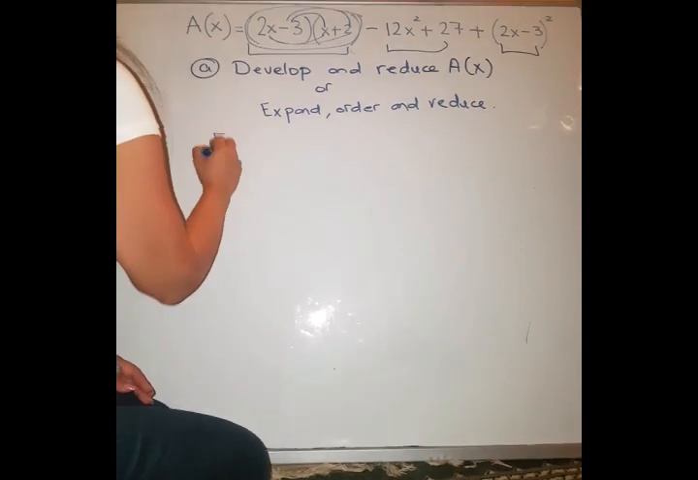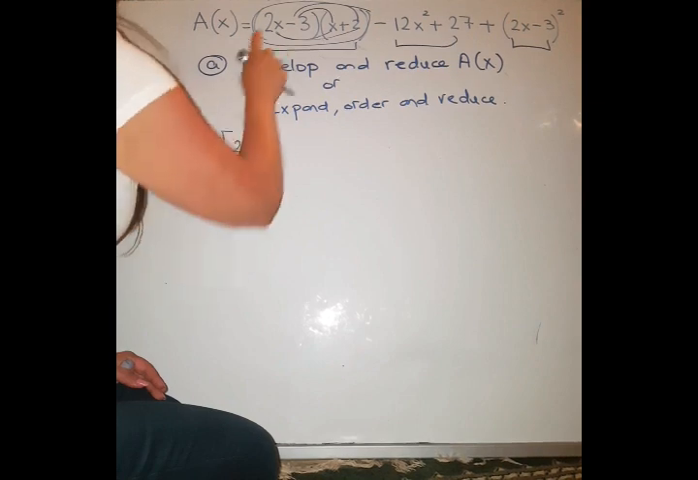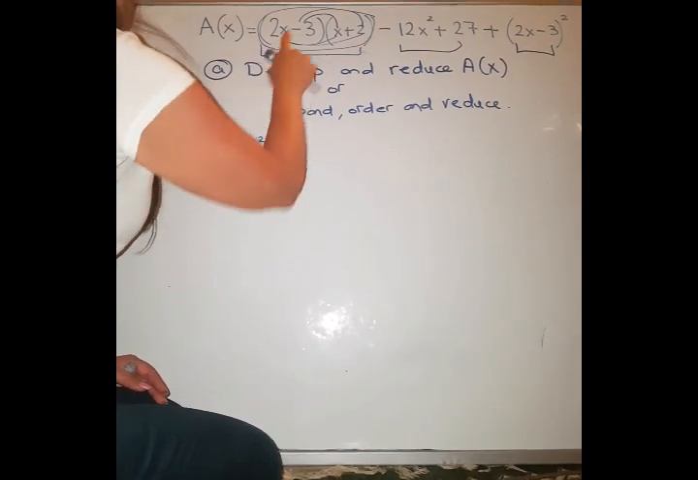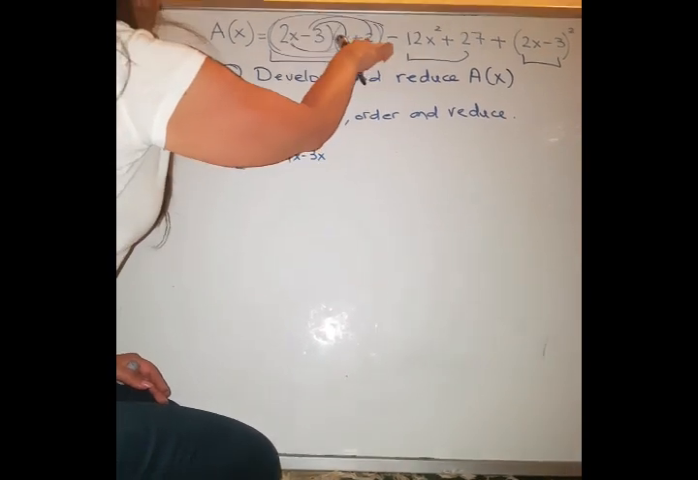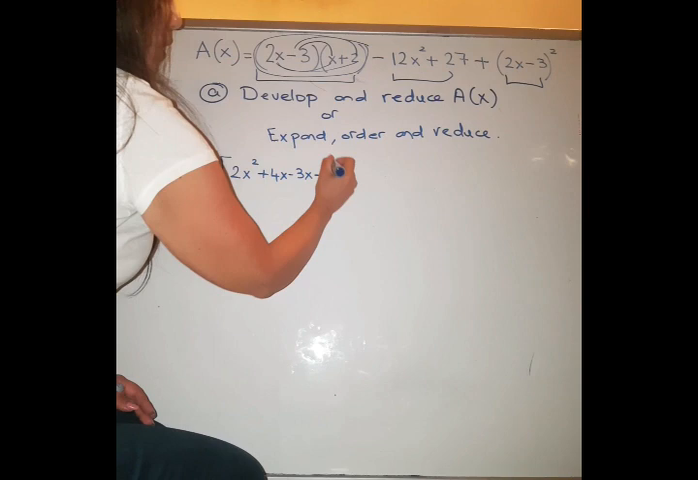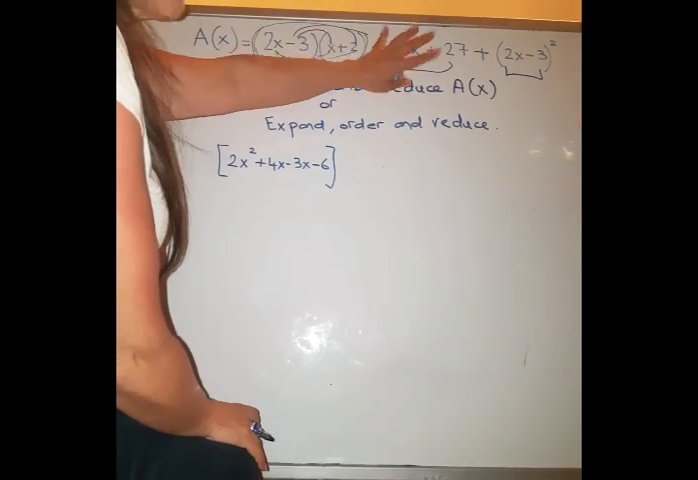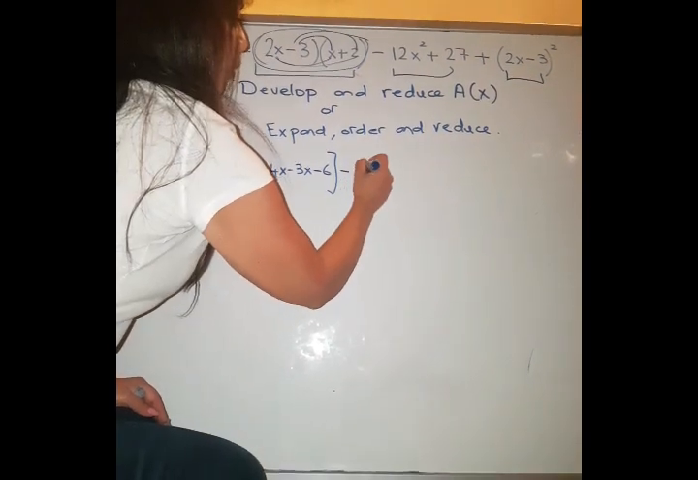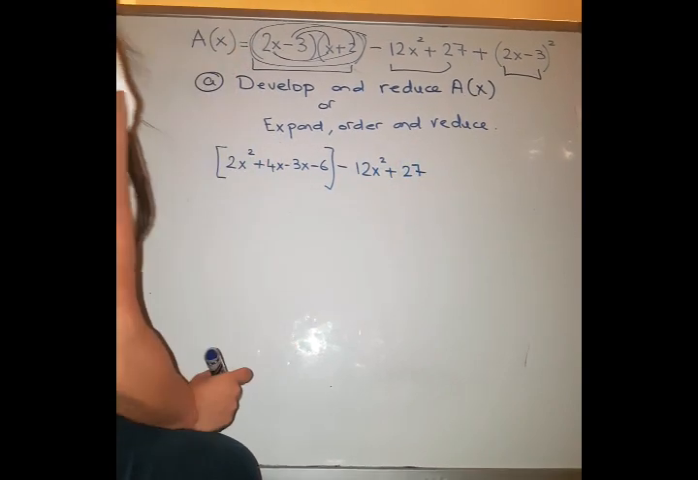All right, I open a big bracket. 2x times x is 2x to the second. 2x times 2 is plus 4x. Minus 3 times x is a negative 3x. Negative 3 times 2 is a negative 6. This is my first parenthesis. My second part of the expression is already done for me, so I just leave it as it is.